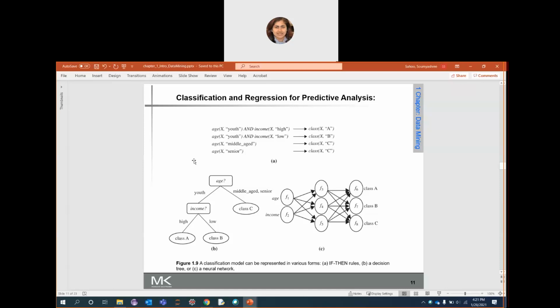So if you see this decision rule, there are different types of rules or statements available. Using the criteria of age, youth, you determine the income. If the income is high, then it belongs to class A. If the income is low, then it belongs to class B. And if it's middle aged or senior, then it belongs to class C. So this is how a particular set of rules can be classified, and we can get meaningful information from that. Now, what are the applications for it?